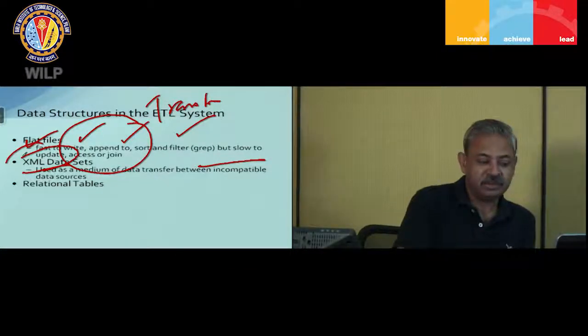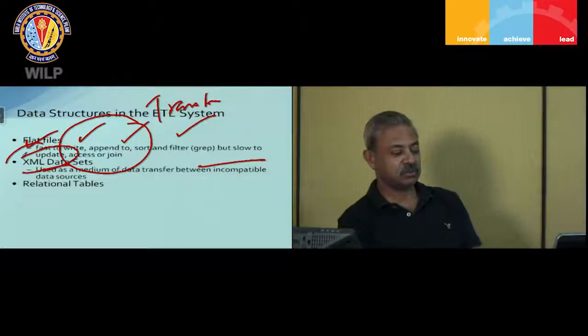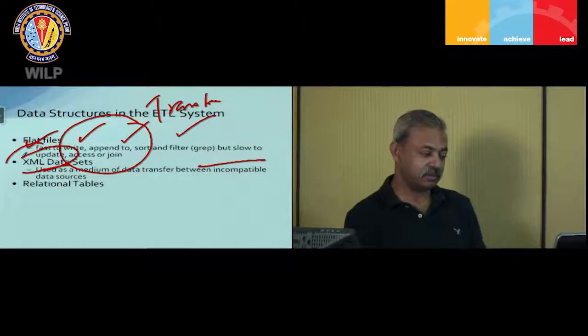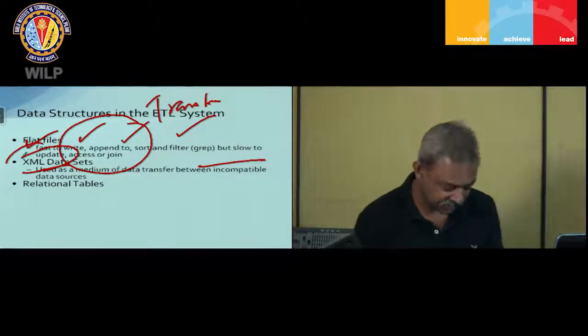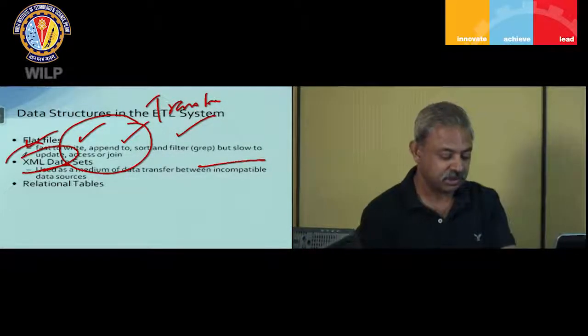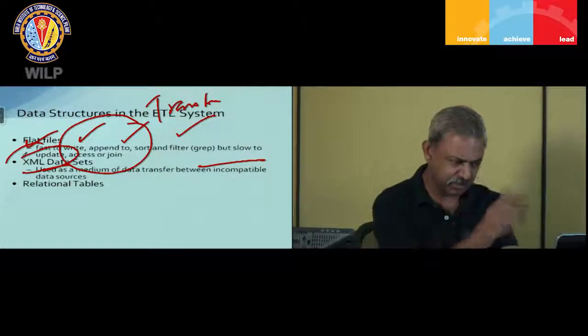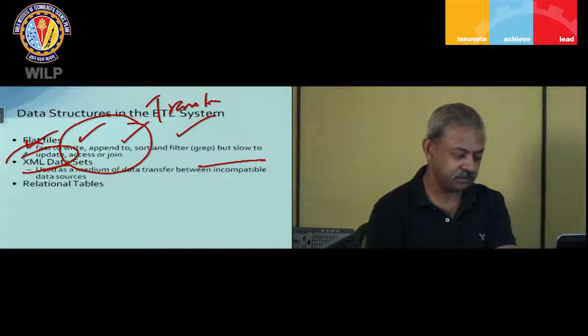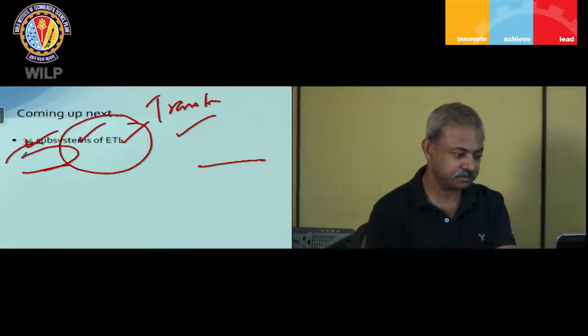And then XML data sets are used as a medium of data transfer between incompatible data sources. So XML has its own role in ETL because it basically acts as a bridge between incompatible data sources. And then finally we have what are called relational tables. I have not put any details because all of you are familiar with what kind of capabilities we have when our data is in relational databases.